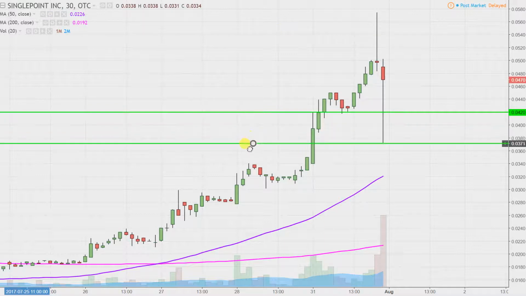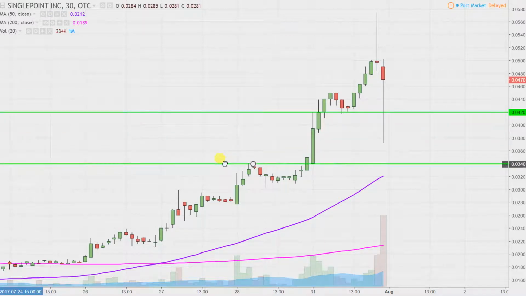Next level of support after that would be the previous breakout point, which is down here at 0.034. So 0.042, 0.034, two near term levels of support.